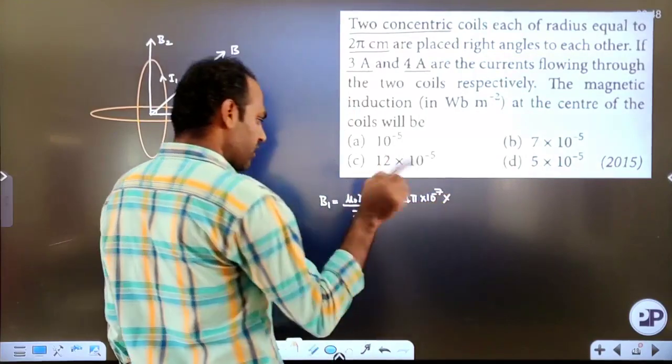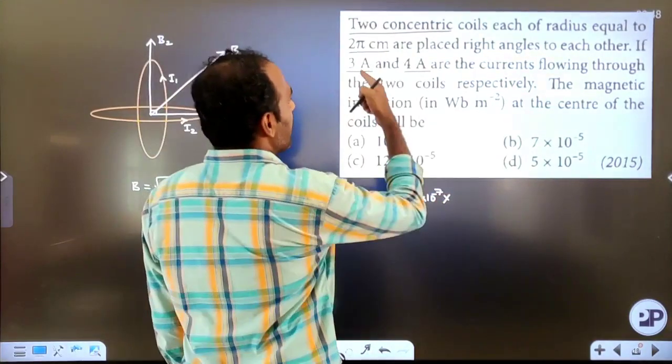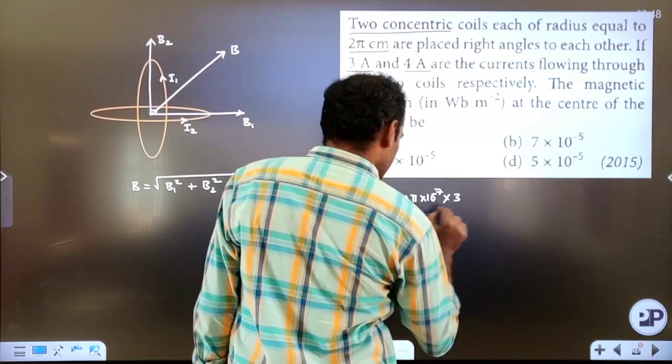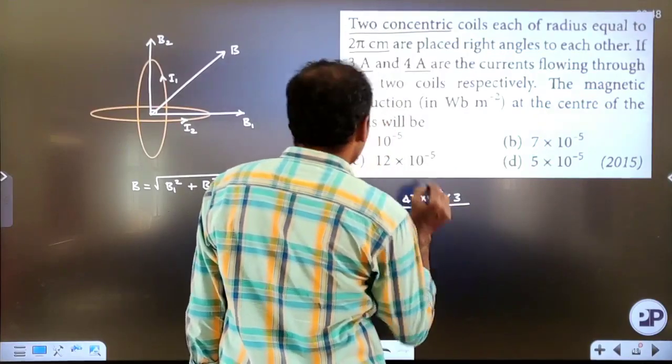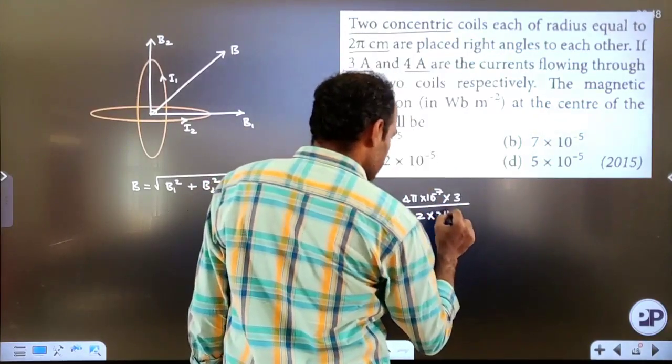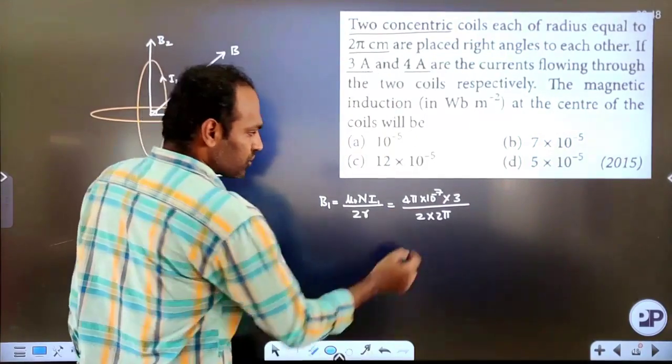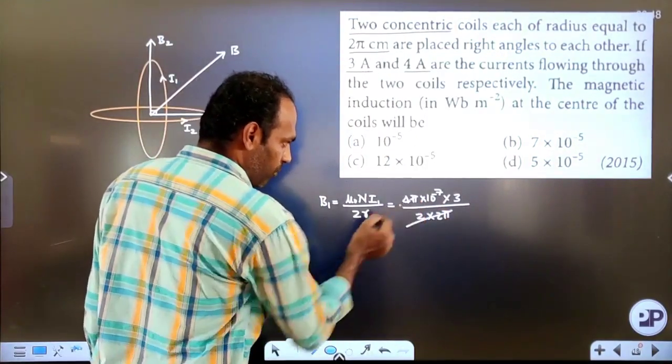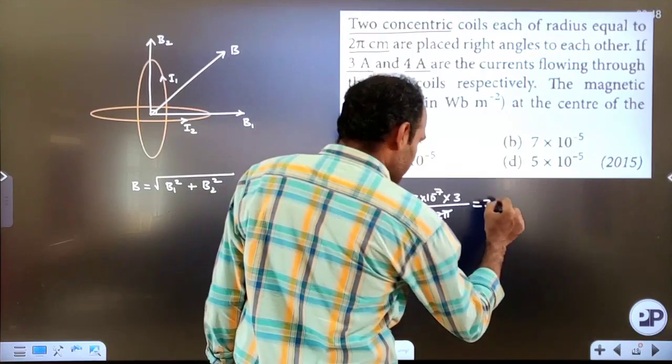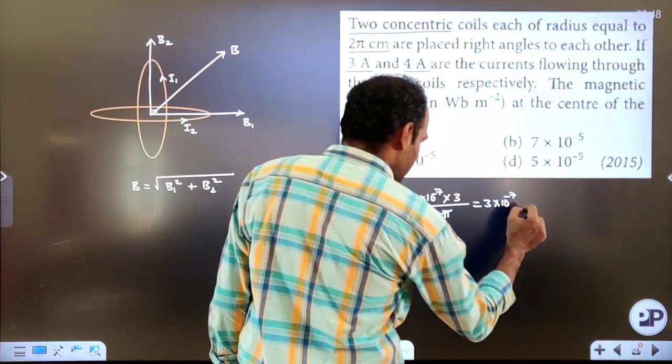N ಅಂತೂ ನಮಗೆ ಕೊಟ್ಟಿಲ್ಲ, N ಕೊಡದೇ ಇದ್ರೆ 1 ಅಂತ ತಗೊಳ್ರಿ. I1, how much is the current? 3 ampere divided by 2 into R. How much is the radius? Radius is 2 pi. Correct? So the 2 into 2 pi will be 4 pi. 4 pi will get cancelled. This will be 3 into 10 to the power minus 7 Tesla.